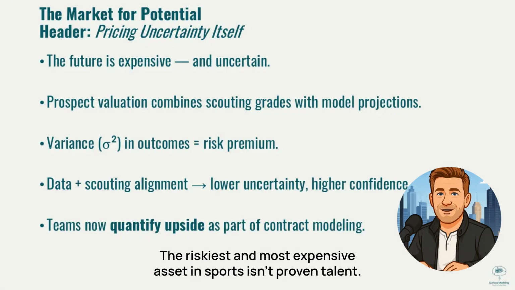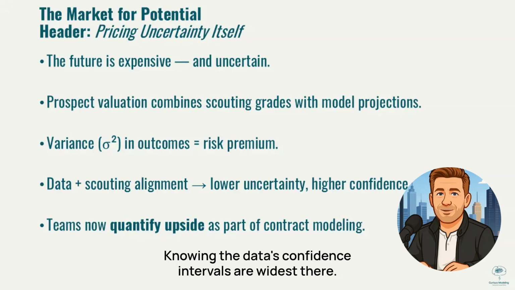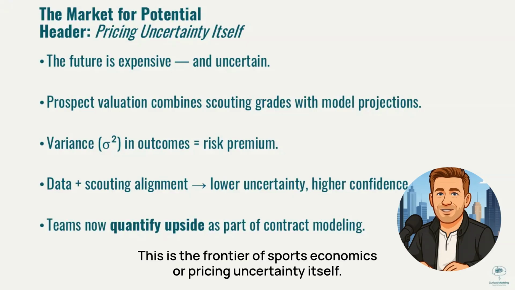The riskiest and most expensive asset in sports isn't proven talent. It's potential. Teams pay premiums for youth, projectability, and upside, knowing the data's confidence intervals are widest there. This is the frontier of sports economics, of pricing uncertainty itself.